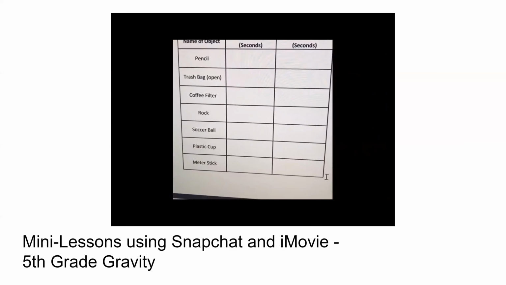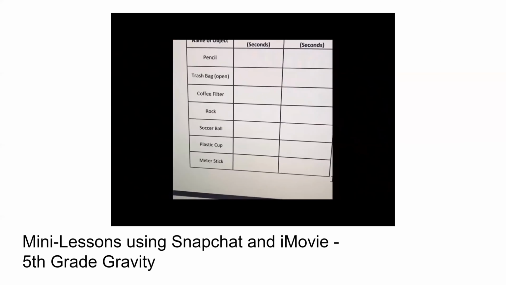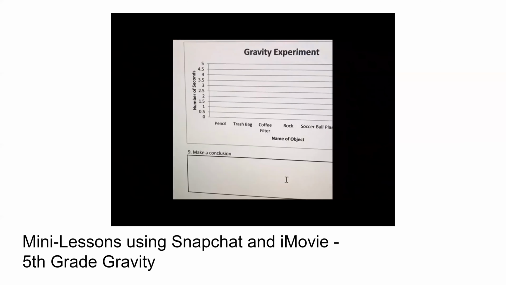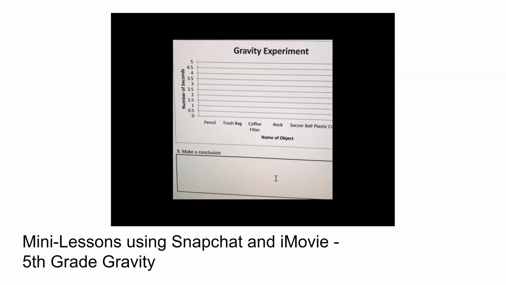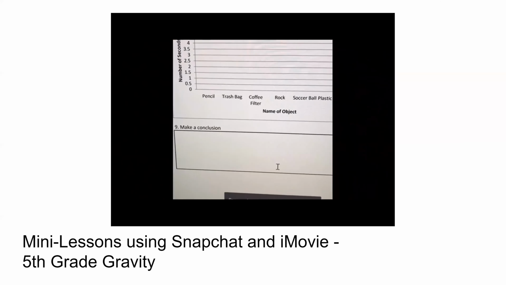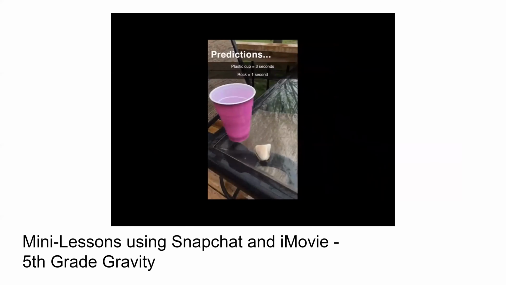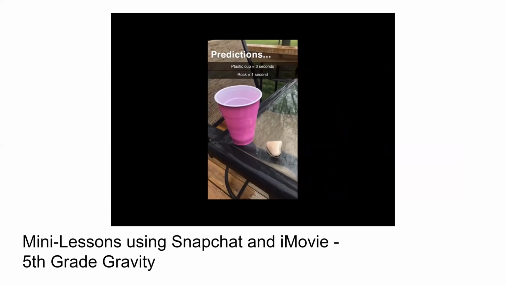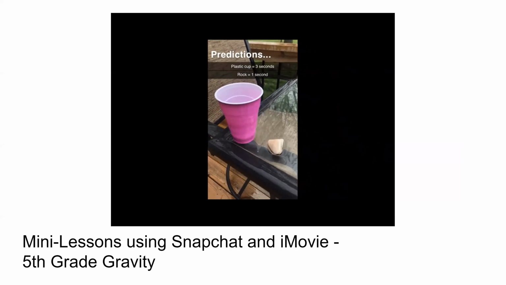Here are some examples of objects that you can use in your experiment for today's science lesson. You can find all of this information in Google Classroom. All right, scientists, I'm going to use a plastic cup and a rock. I predict the plastic cup will take 3 seconds to fall and the rock will take 1.